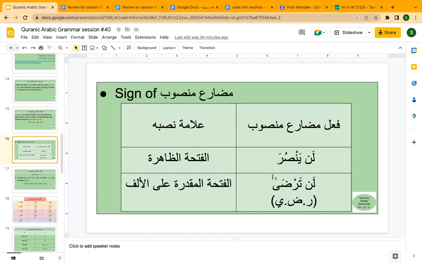Because it is ending with alif, we say that fatha is implied, muqaddara. It's not explicit, it's not visible. However, in case of yansura, when lan was before it, you can see that fatha was zahira. Is this clear or no?